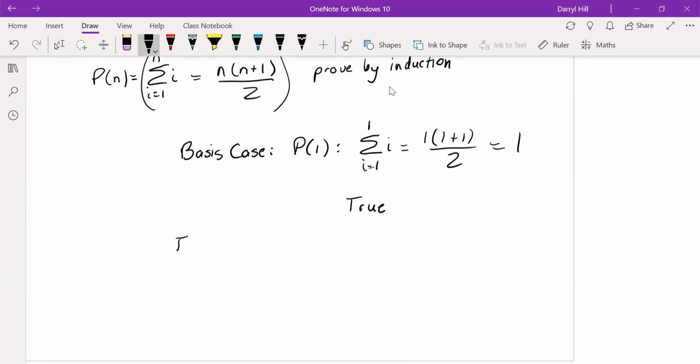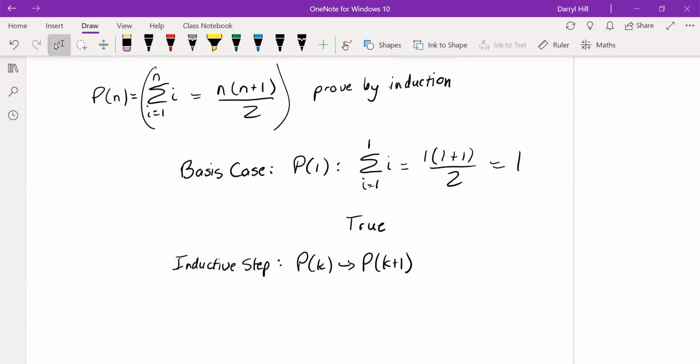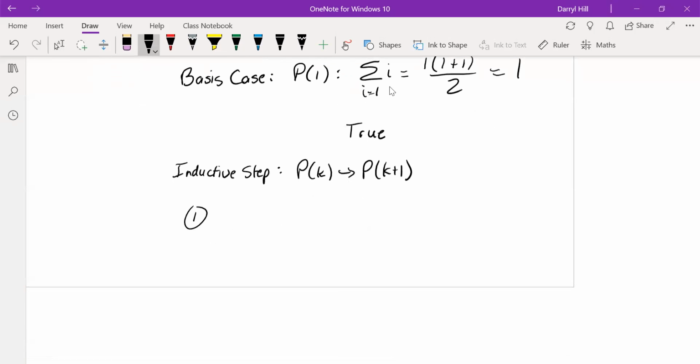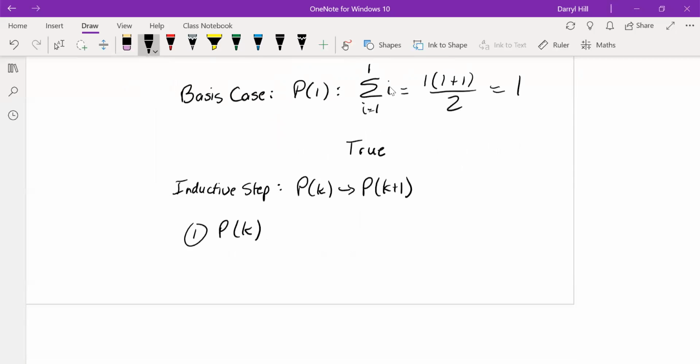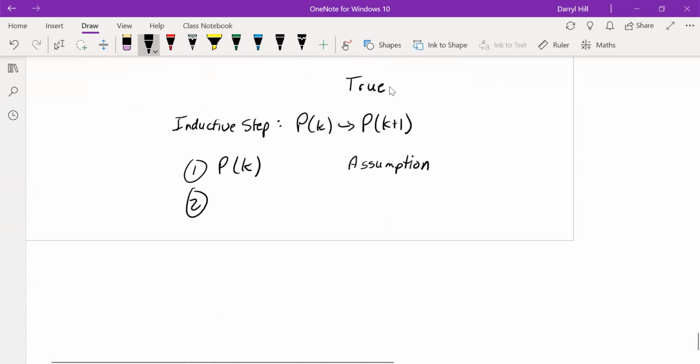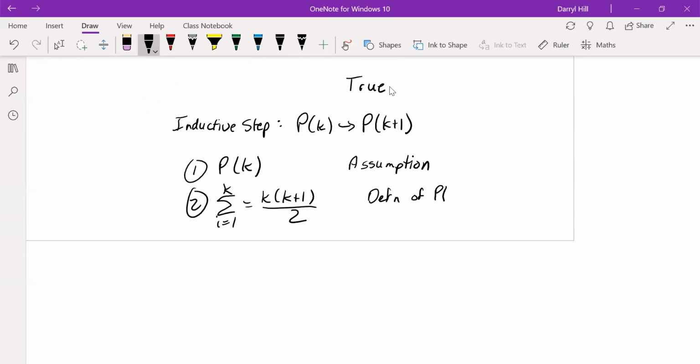So now I want to show the inductive step. So the inductive step is an implication. I want to show that P of k implies P of k plus 1. All right, so what that means is that, so let's start with P of k as our assumption. And what that means is that if I sum up i from i equals 1 to k, that is equal to k times (k plus 1) over 2. That's the definition of P of k.